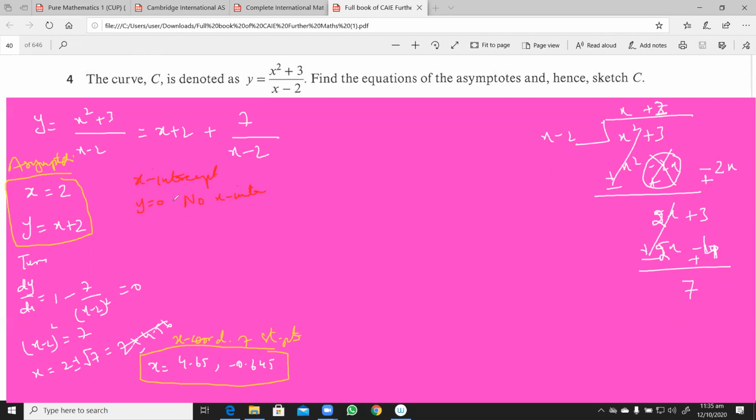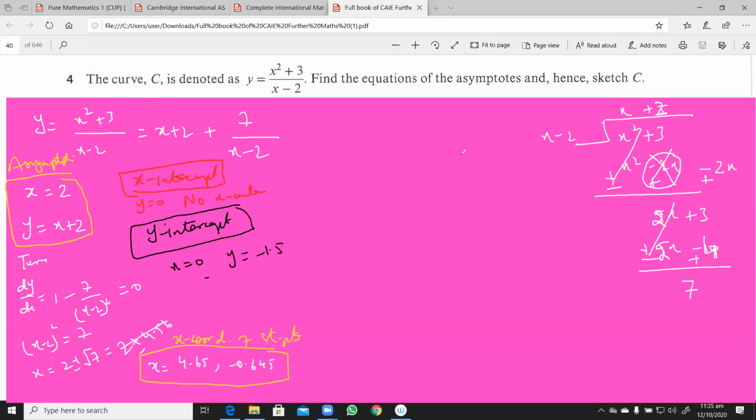When I try to find the y-intercept, I'll be putting x equal to 0. When I put x equal to 0, I have y equal to minus 1.5. Yes, so this is the y-intercept, okay, and there is no x-intercept.